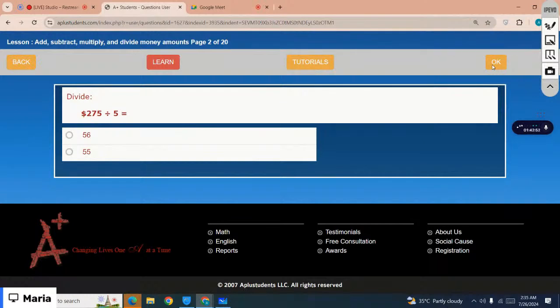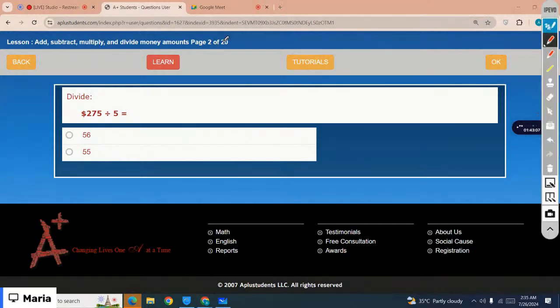Okay, the next one is 25 divided by 5. So which is the correct option? You have to simply divide. You have to do the long division method. Let's just divide, right? That is 270 divided by 5. You have to count the table of 5 until 20. So 5 times 5 is 25. You can go for 5 times 5, that is 25.